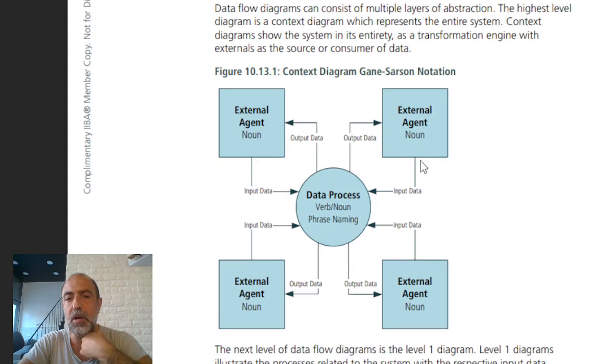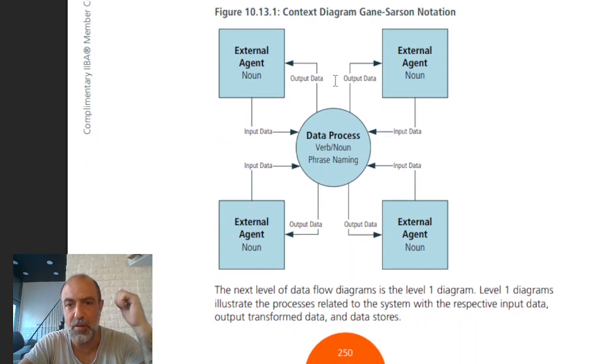So data flow diagrams are basically like this. It's like external agent, output data, input data, external agents. Oh, nouns, okay. And the data process is basically a verb, right?